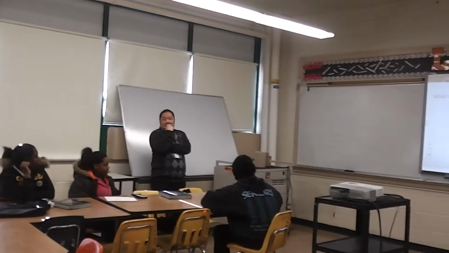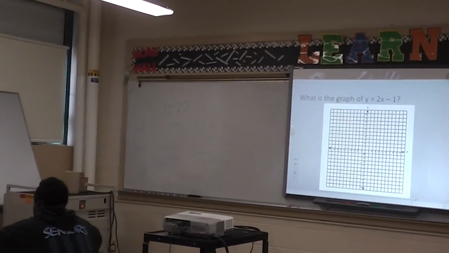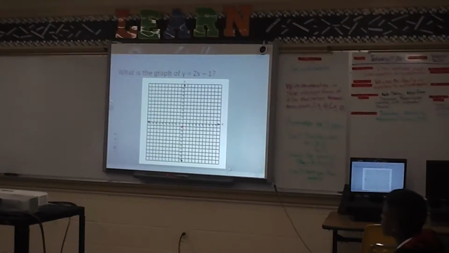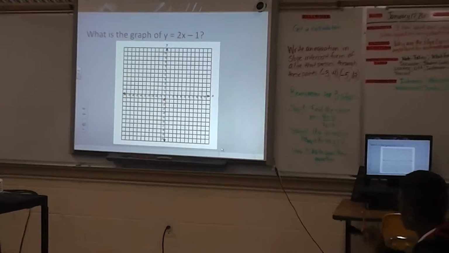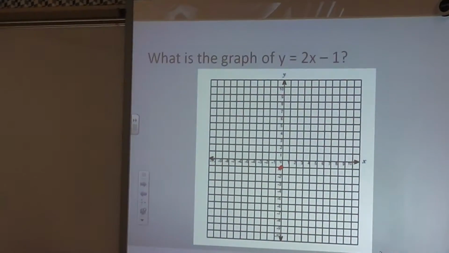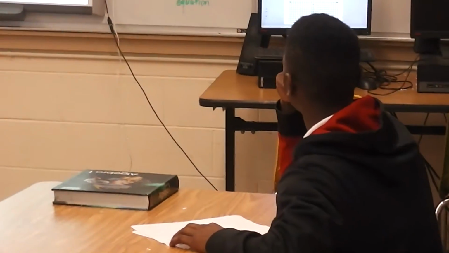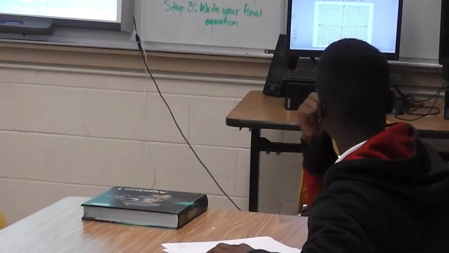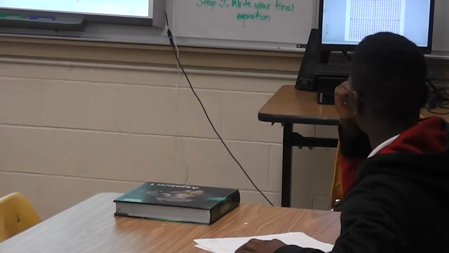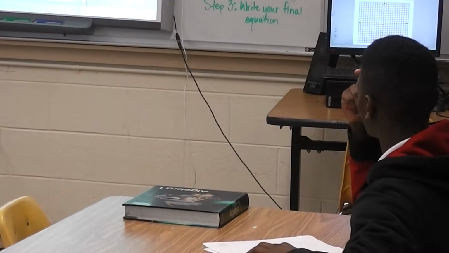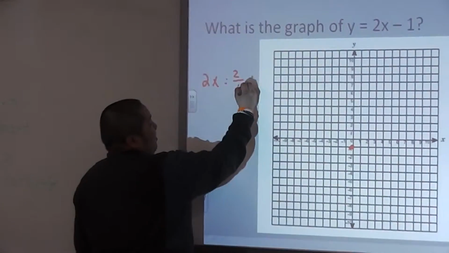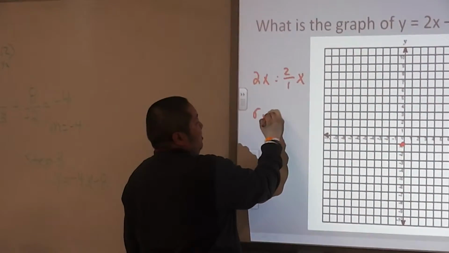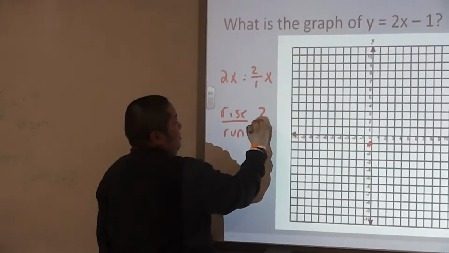Is this a positive or negative slope? It's a positive slope. So from the spot we're at right now, do we want to go up or down? We're going to go up how many spots? We just said our slope was 2 over 1, right? So our rise is going to be 2. So 2x is really the same thing as 2 over 1 x.